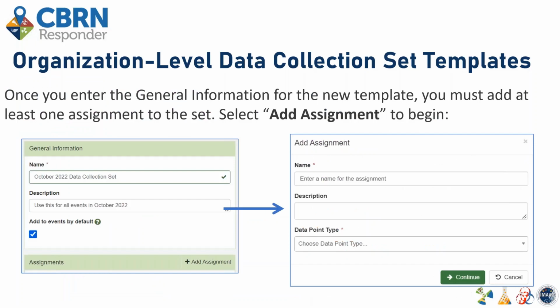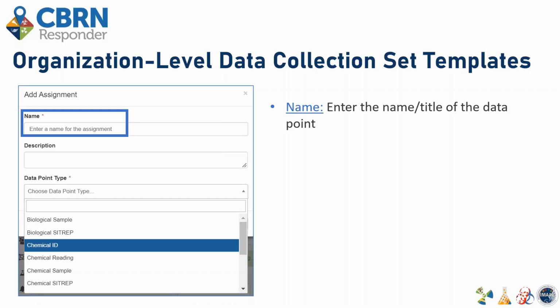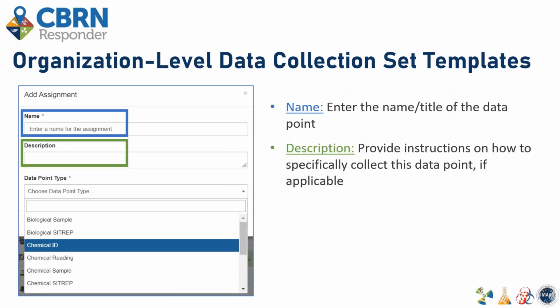Once you enter the general information for the new template, you must add at least one assignment, and to do so, you must select Add Assignment to begin. Once you've selected Add Assignment, you will find the following options. First, you'll see Name again. Again, enter the name/title of the data point. Description, provide instructions on how to specifically collect this data point, if applicable.